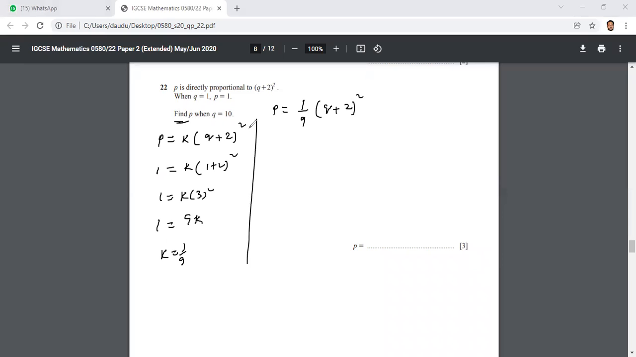Then we move on to this point: find p when q is 10. So p equals 1 over 9 times (10 plus 2) whole squared. P is equal to 1 over 9 times 12 squared, so p is equal to 1 over 9 times 144. 9 multiplied by 16, so p is 16. I hope you get it.